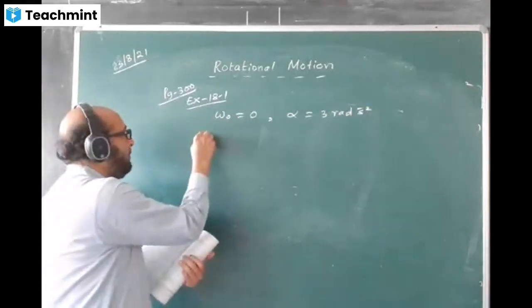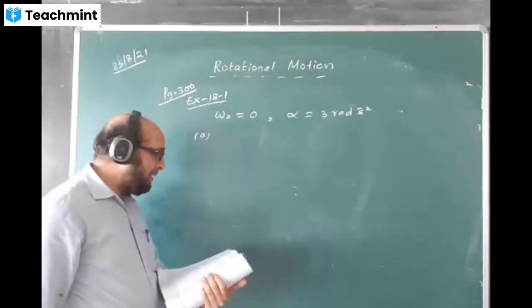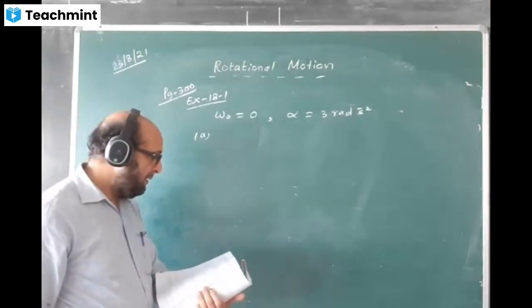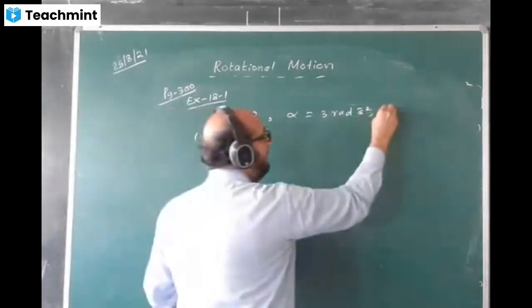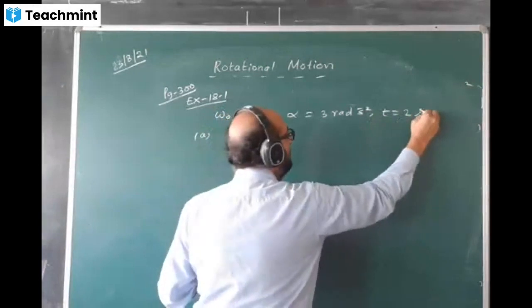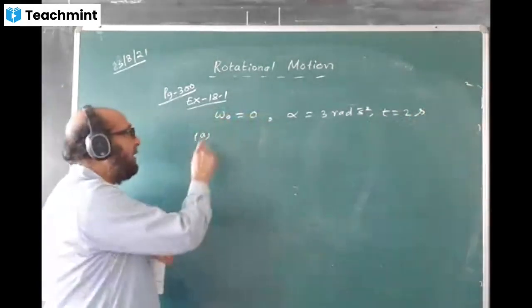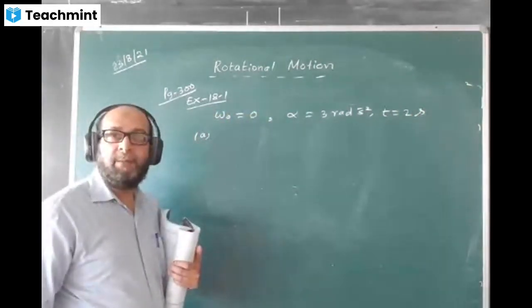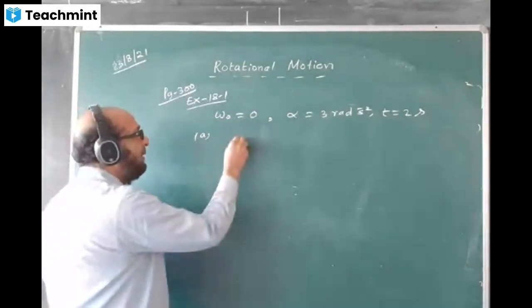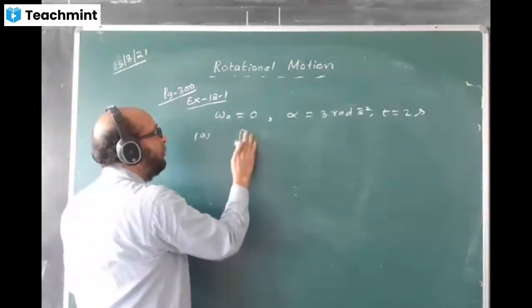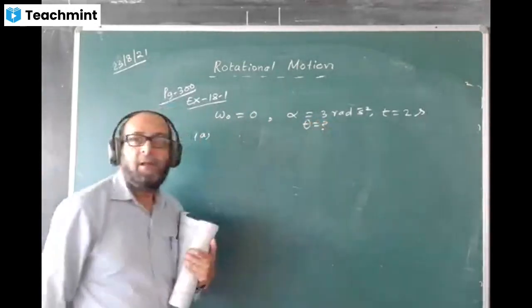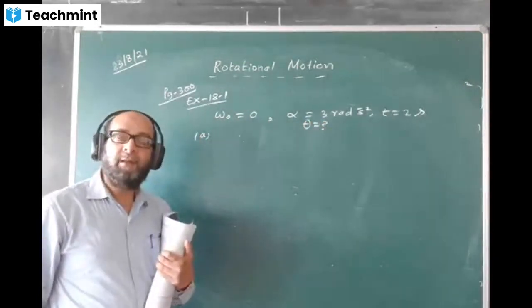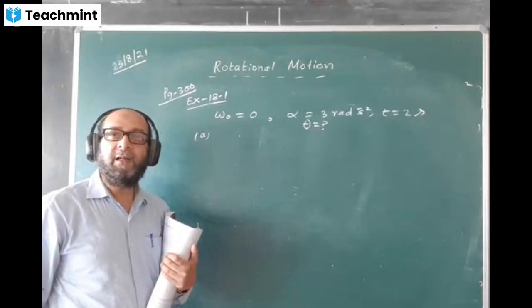First part. Find the angular displacement and the angular speed after 2 seconds. The timing is given, t is 2 seconds. You have to find the value of the first part, angular displacement, that is theta. Theta is the question mark for the first part. Which formula will you use to find the value of theta?